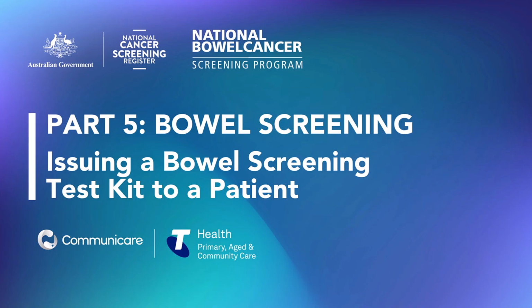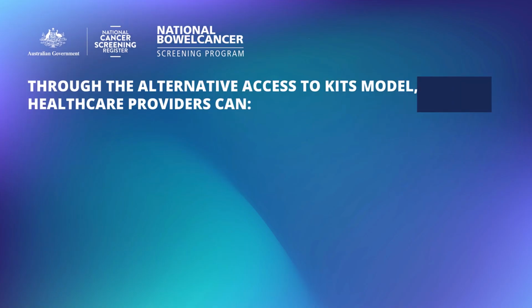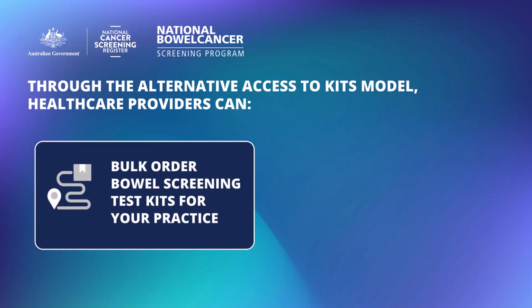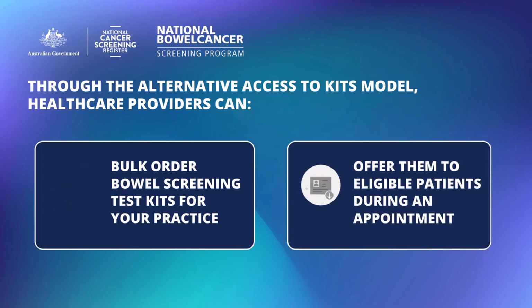This video will guide you through the process of issuing a bowel kit to eligible patients during a consultation through the NCSR Hub. Through the Alternative Access to Kits model, healthcare providers can use the NCSR Healthcare Provider Portal to bulk order free bowel cancer screening test kits, also known as IFOBT kits, and issue them to eligible patients during an appointment, which you can record using the NCSR Hub and issue a participant details form for your patient to complete and include with their samples.